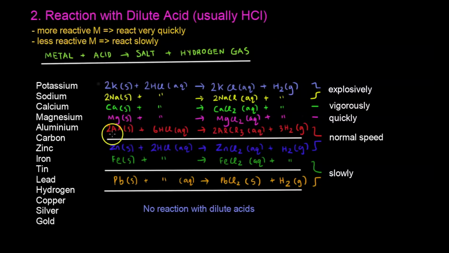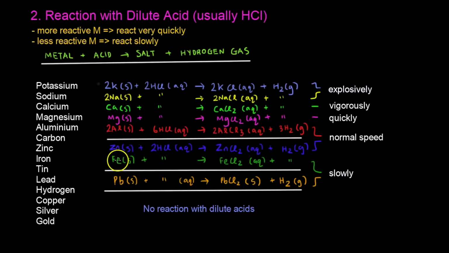And aluminium is always the weird one. It always has its own reaction. It reacts with 6 units of hydrochloric acid to give us 2 units of aluminium chloride with 3 units of hydrogen gas. As usual, carbon, tin, and hydrogen, we don't have reactions for them. We just leave it blank. Now we move on to zinc. Zinc has 1 unit of zinc metal, 2 units of hydrochloric acid to give us 1 unit of zinc chloride with 1 unit of hydrogen gas.